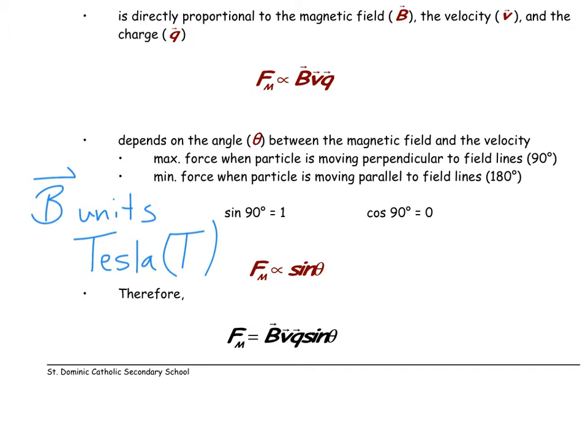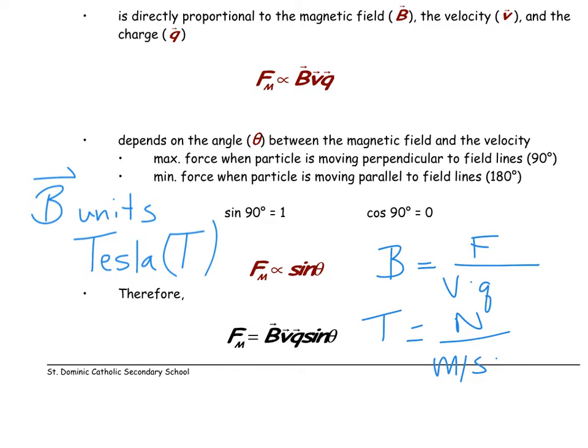All right, so if I isolate B in the formula below, I see that I get F divided by V times Q times the sine of theta, which won't have any units. That tells me that a Tesla is equivalent to a newton per meters per second times a coulomb. So there's an equivalent unit there. I could rearrange this further. I don't really feel like I need to, but there we have it.